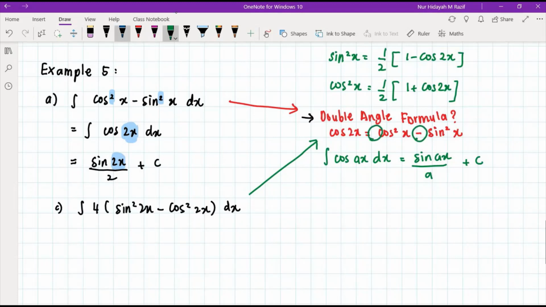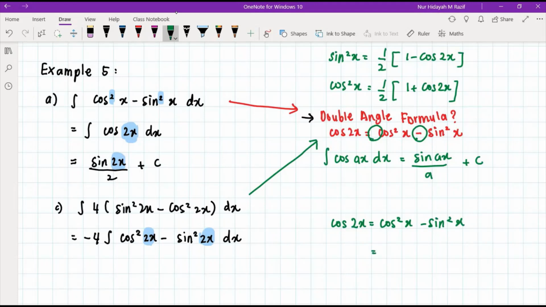So what we need to do here is we need to factorize the negative sign. So I'm going to take out negative sign, negative, and 4 will be taken outside. So I'm left with integral of cos squared 2x minus sine squared 2x dx. And now since the angle is still the same for both cos square and sine square, you need to realize if the original formula just now is cos 2x is equal to cos square x minus sine square x, what happened if I change the formula to cos squared 2x minus sine squared 2x?